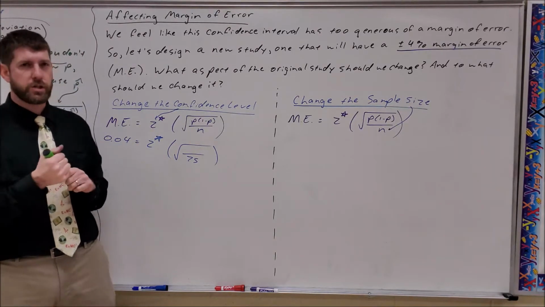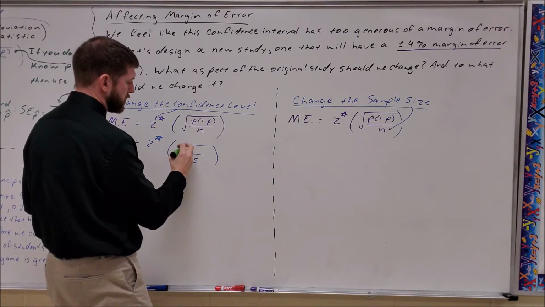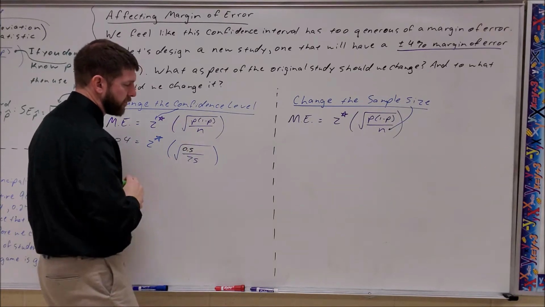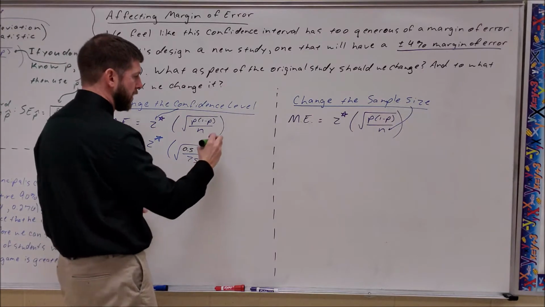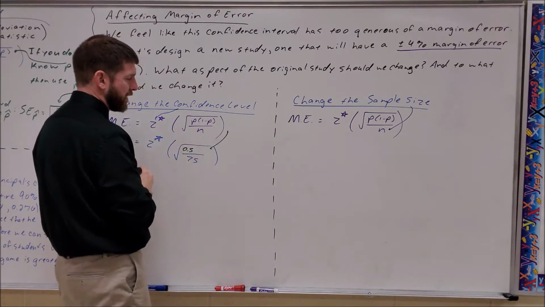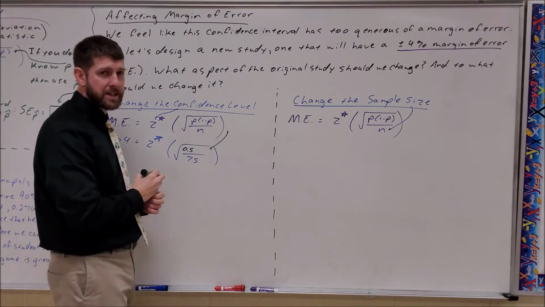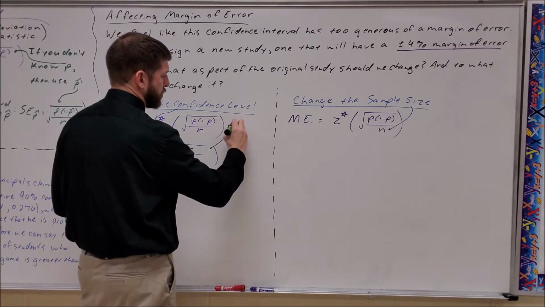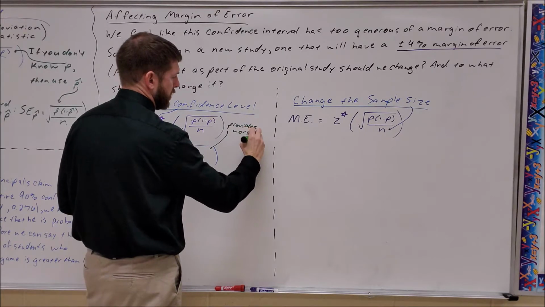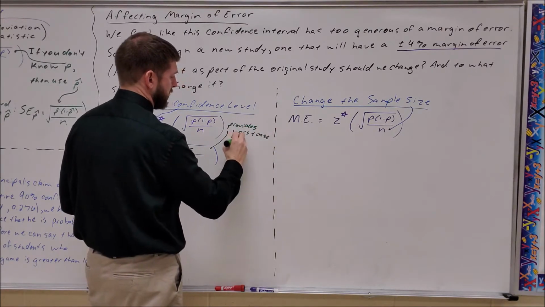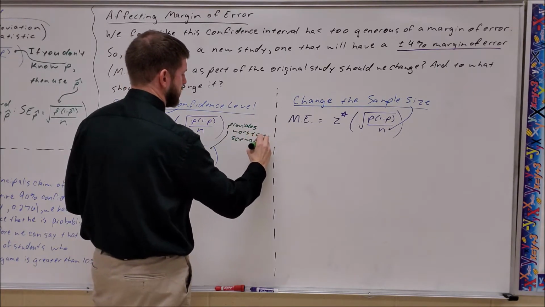So in this situation, you're going to use 0.5 for P. Why would we use 0.5 for P? All right, the reason we're going to use 0.5 as our best estimate of P is because it provides the worst case scenario. What do we mean by worst case scenario? Why do we want worst case scenario?